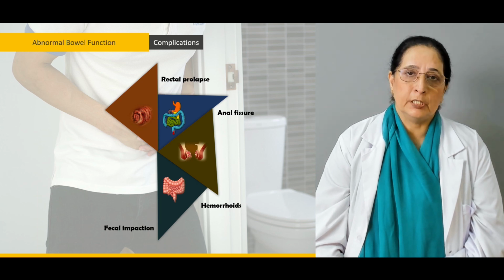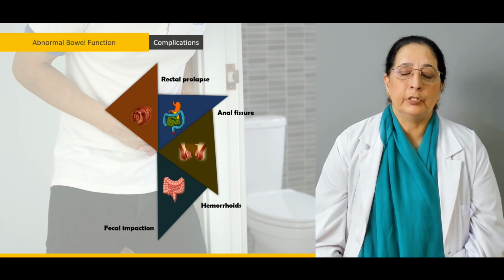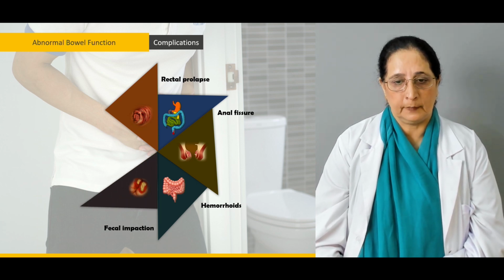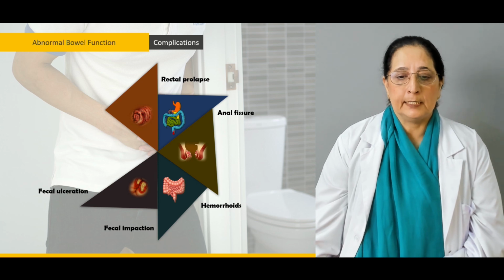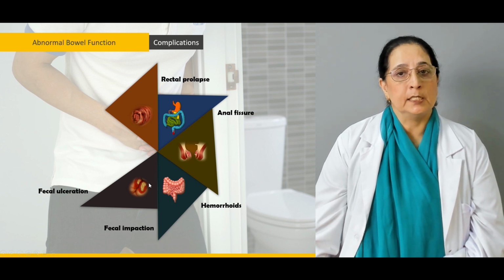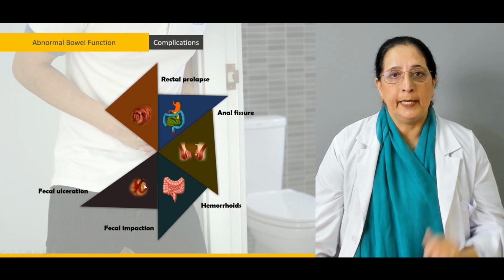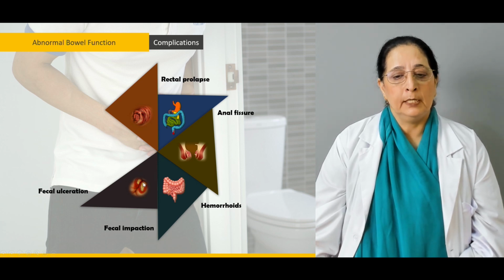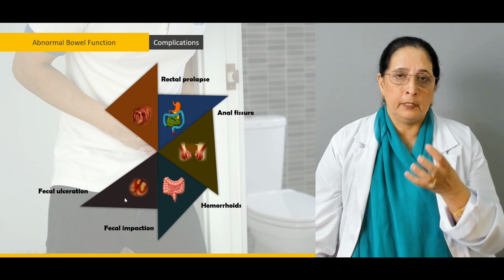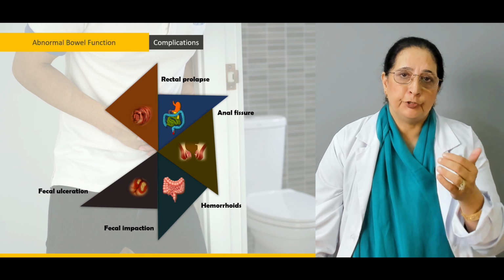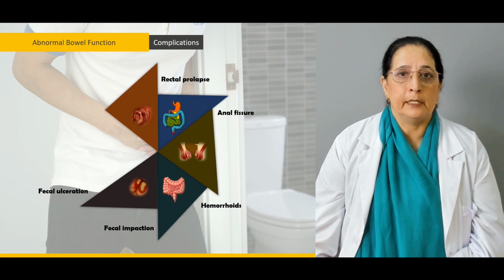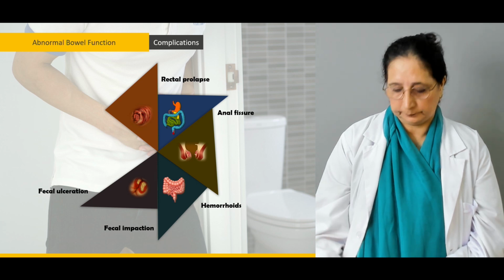Fecal impaction, incomplete evacuation. There is fecal impaction as a complication. Then fecal ulceration. You can see ulcers develop in the perianal region or even inside the rectal wall because of the straining, and there is bleeding from these ulcers, and there is also pain.